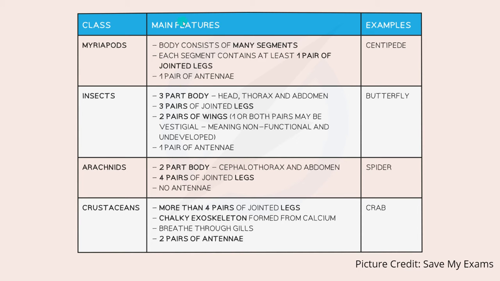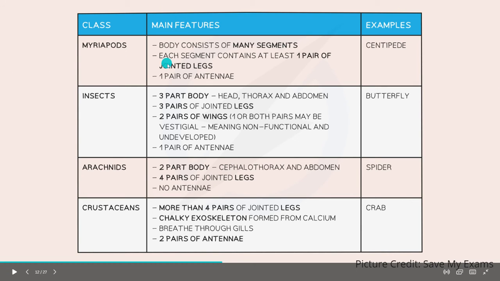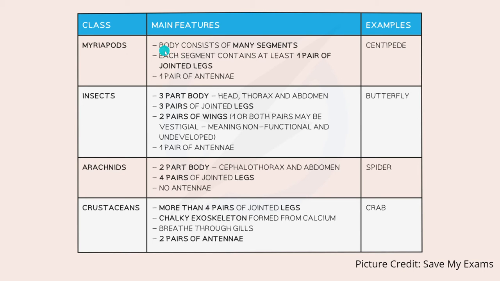Here you can find the features of myriapods, insects, arachnids, and crustaceans. They basically belong to the arthropods phylum. Myriapods have a body consisting of many segments. They have at least one pair of jointed legs per segment, and one pair of antennae. You can take centipede as an example. Then insects have three body parts: head, thorax, and abdomen, three pairs of jointed legs, two pairs of wings, and one pair of antennae. You can take butterfly as an example.